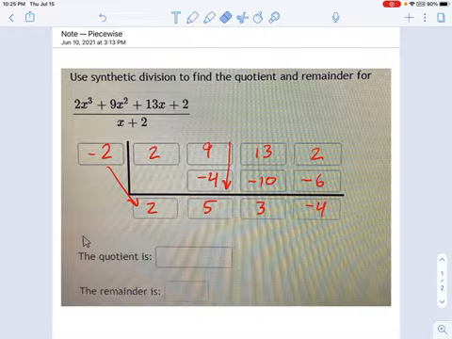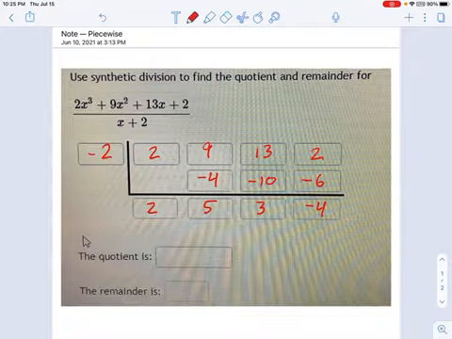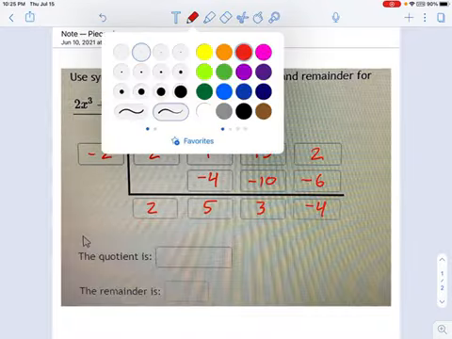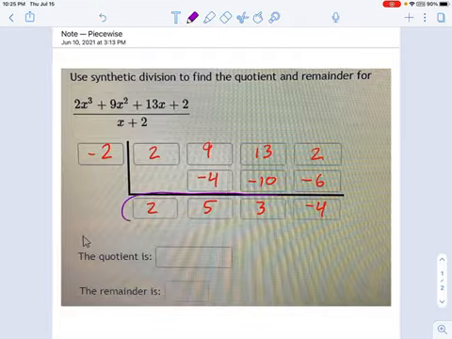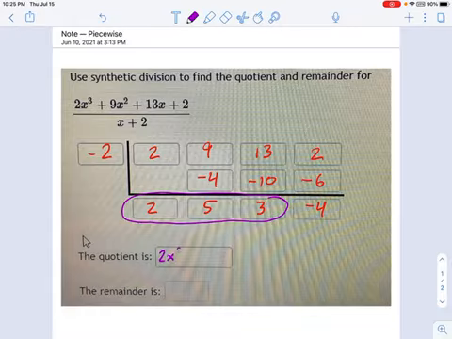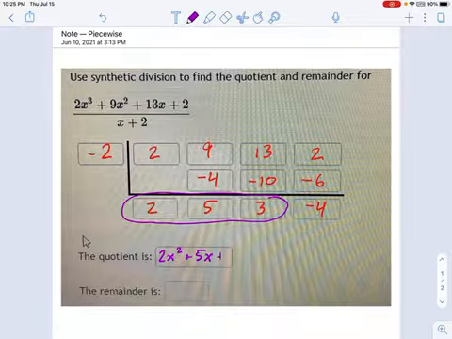So here's how we decipher these numbers here. These numbers right here are the coefficients of your quotient. So that means your quotient is 2x squared plus 5x plus 3.